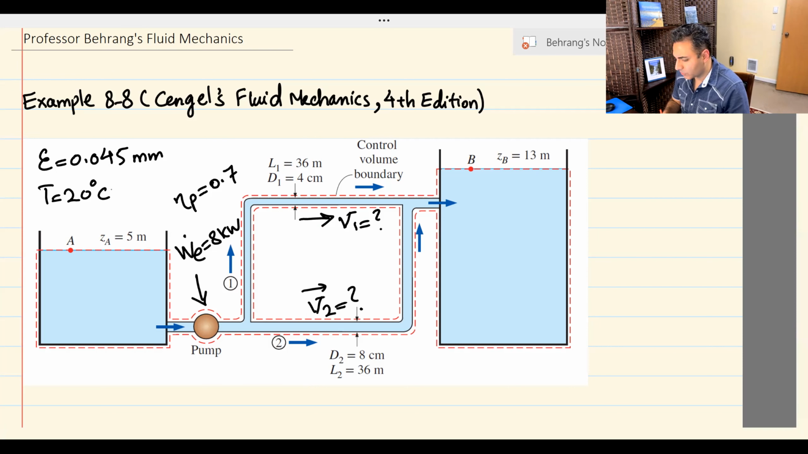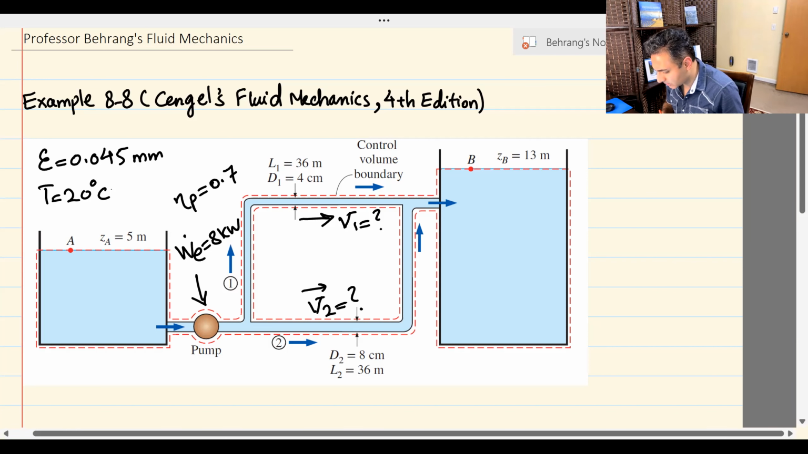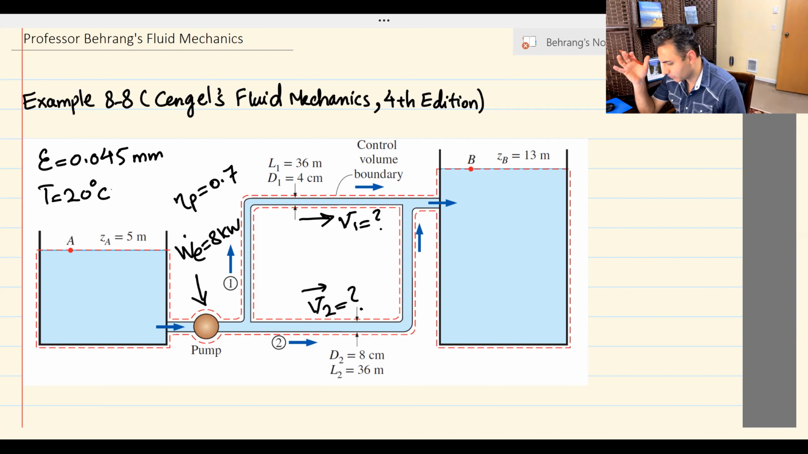With all the information that is given, the problem also said to ignore the minor losses. So the only major loss that we're dealing with is because of the pipe length. L1 and L2, both of them are given the same number, in fact, 36 meters.